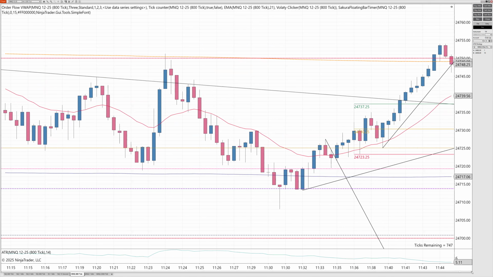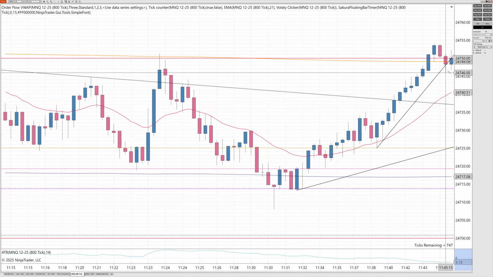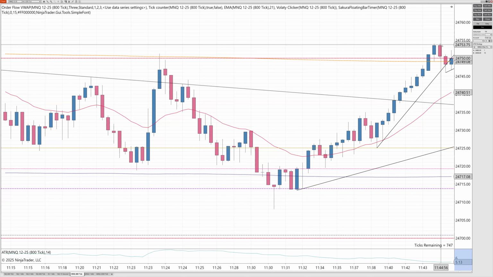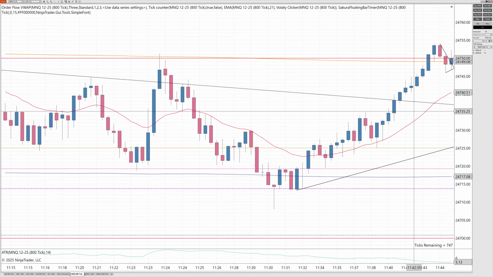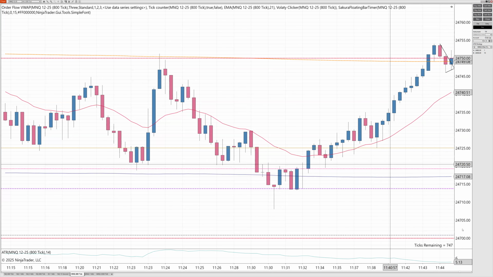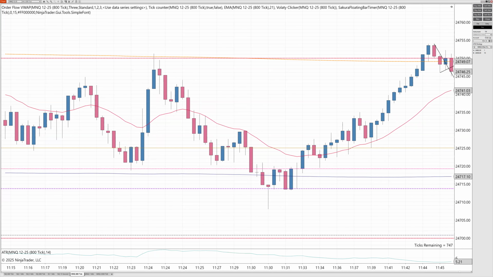And this was actually a really big runner here. I think it was like over 20 or so points. It was really nice that I was able to catch that one. And now we have this bearish signal to go down.